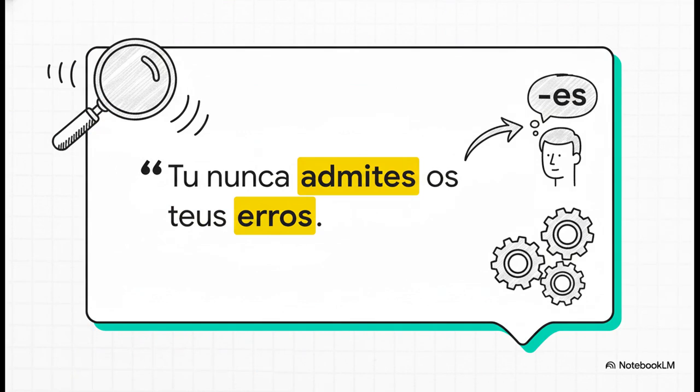Okay, let's try the tu form with another verb, admitir. We drop that IR and we add S. Tu nunca admites os teus erros. See? Because we're talking to tu, the ending changes to S. Same pattern, just a different person.